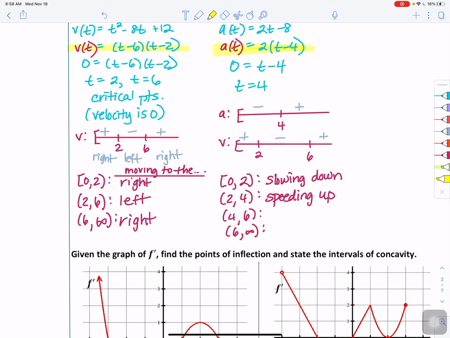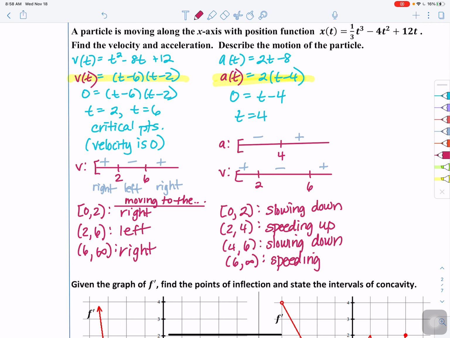And from 4 to 6, the velocity is negative, but the acceleration is positive. So slowing down. And finally, both the acceleration and the velocity are positive there. So speeding up. So that is the description of the motion of the particle.